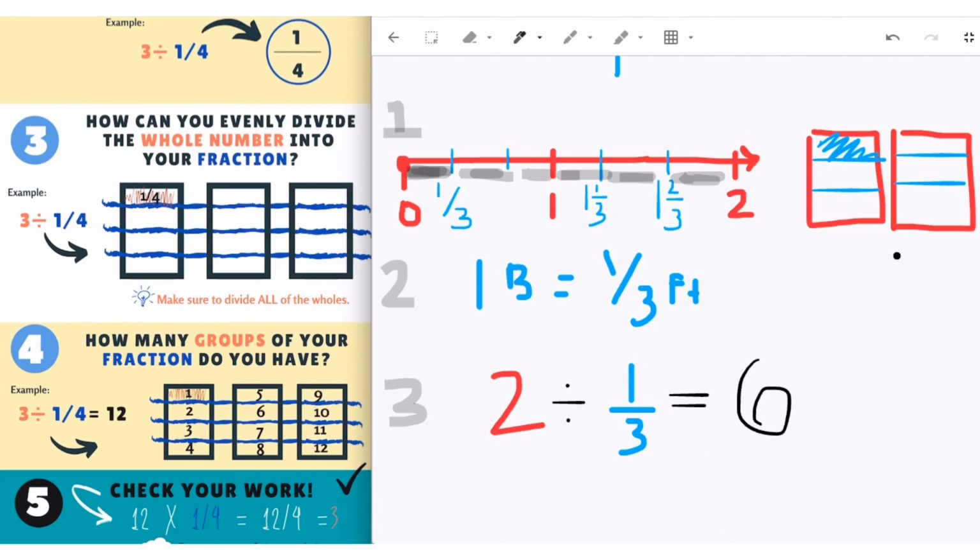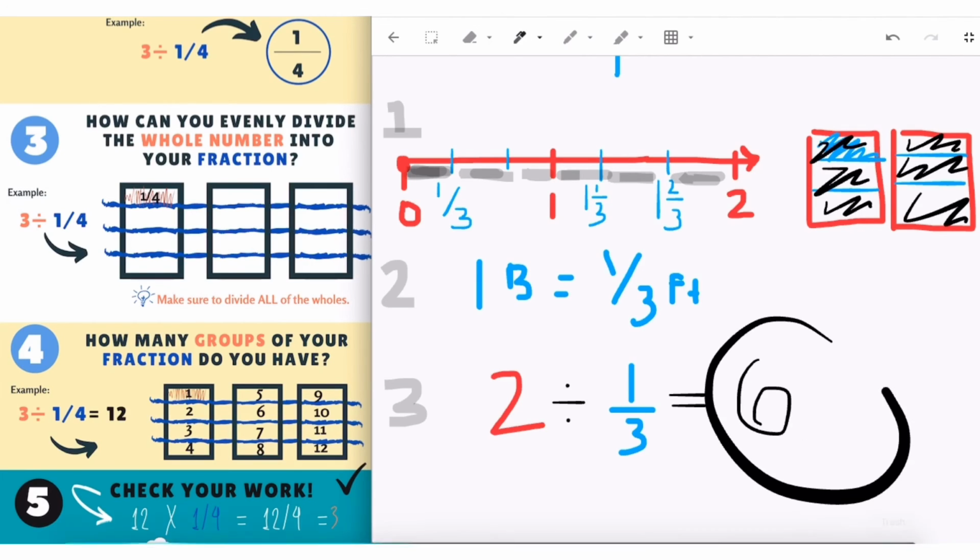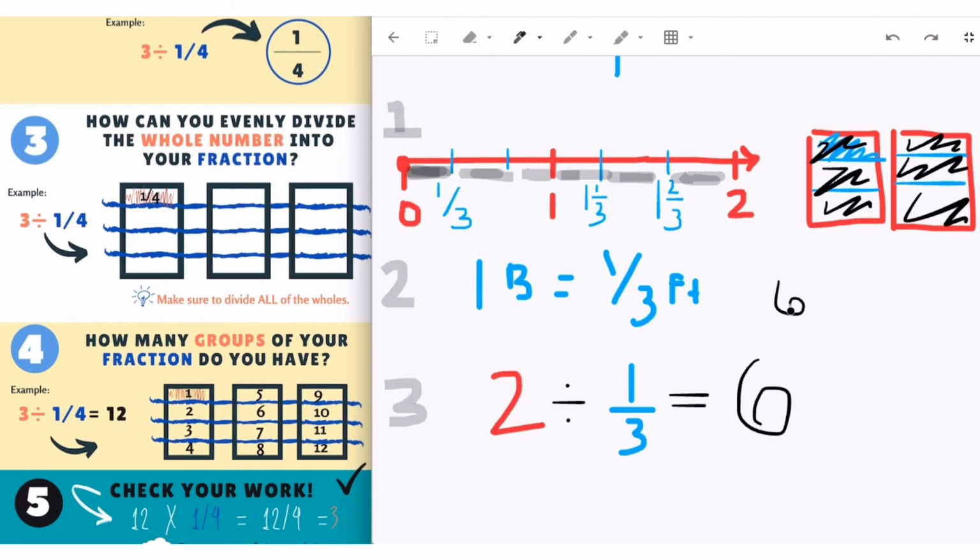I can also look at my rectangles and count. I have 1/3 here, 2 groups of 1/3, 3 groups of 1/3, 4 groups of 1/3, 5 groups of 1/3, and 6 groups of 1/3. So my answer to 1D is 6. Again, I can check my answer by saying if I have 6 groups of 1/3, 6 times 1/3 would equal 6/3, which also equals 2. So I am correct.